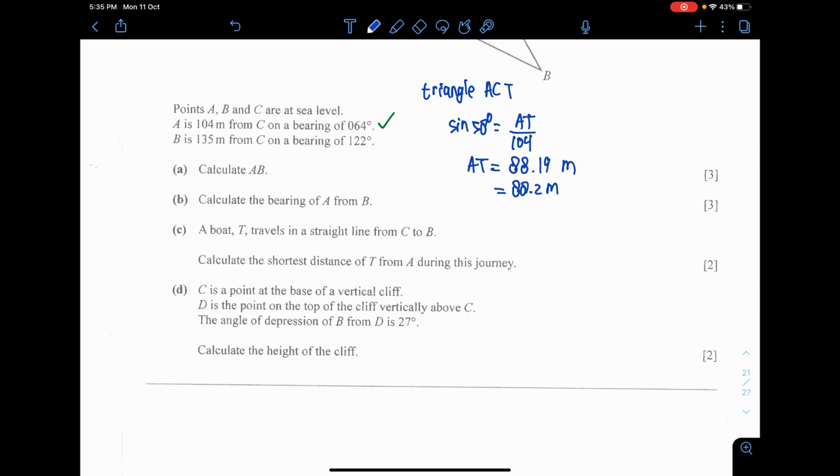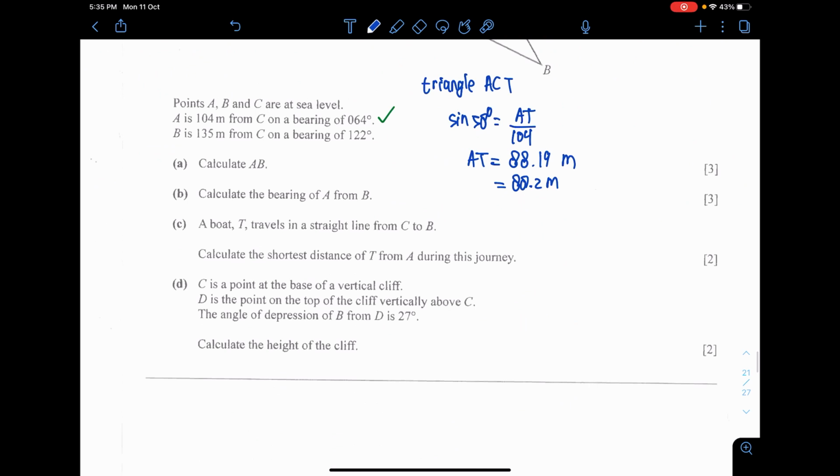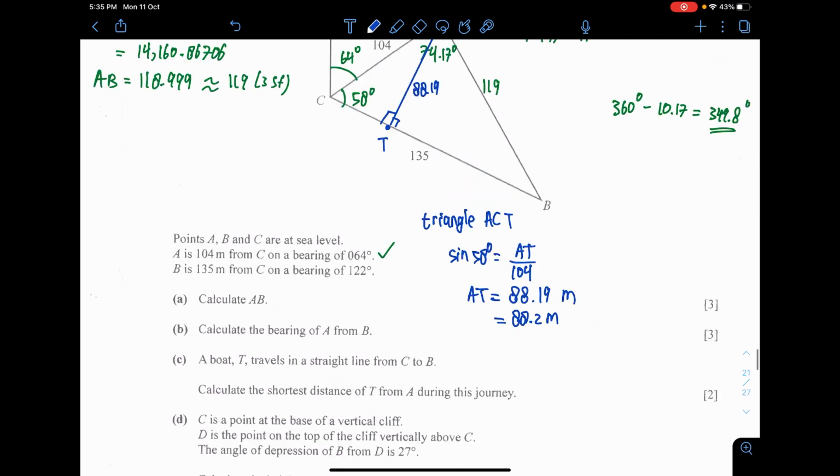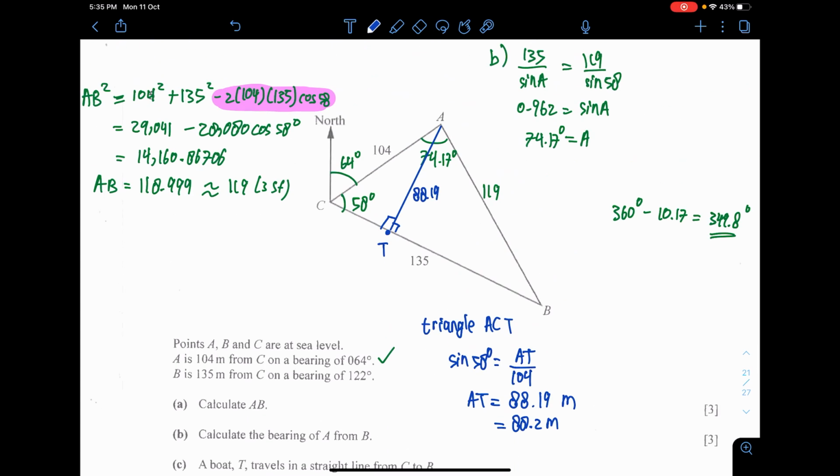C is a point on the base of a vertical cliff. So C is actually the location of a cliff. D is a point on the top of the cliff above C. Find the angle of depression of B from D. Okay, so let me draw this. This is a bit of a different perspective. I call this the horizontal point of view. The triangle that we saw earlier is the vertical point of view. Imagine that you are on the airplane looking below. That's what the shape looks like.